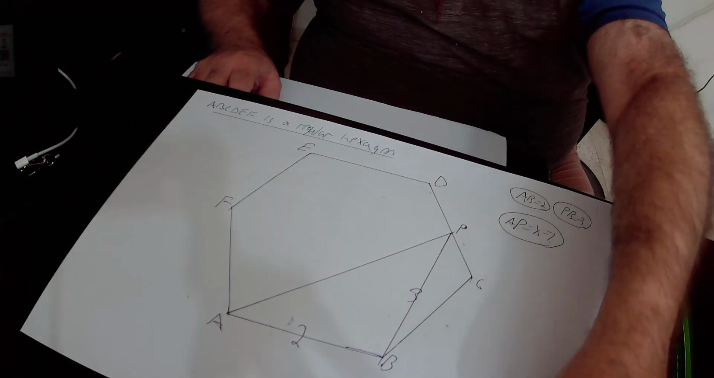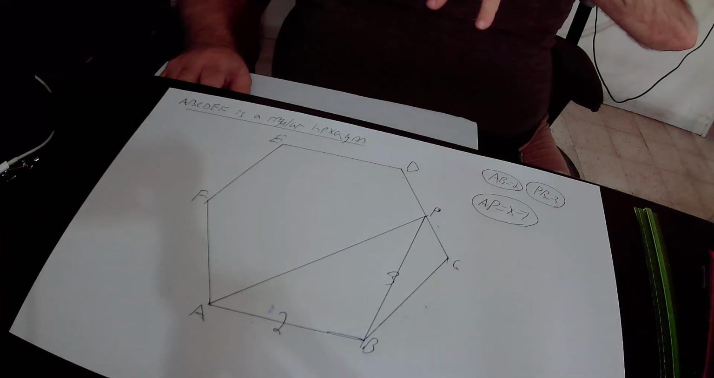Drawing. In this lecture we find out the length of line segment X. In the drawing we have a regular hexagon.